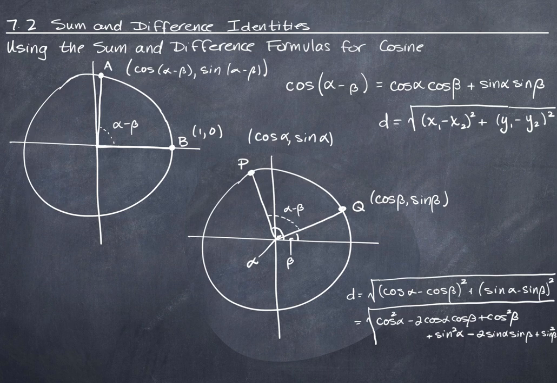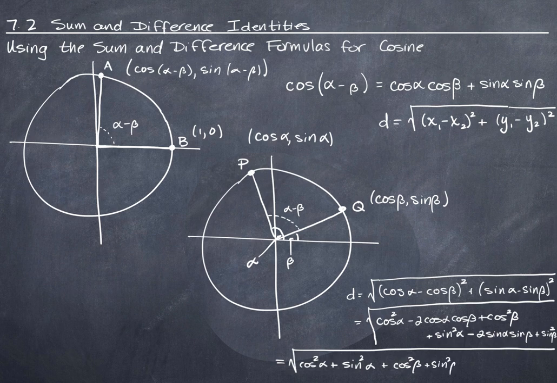But now I can reorder these. I'm going to start back here. This is equal to the square root of cosine squared alpha plus sine squared alpha. So I've just changed the order. I've taken this plus sine squared alpha and moved it to right after the cosine squared alpha. I'm going to do the same thing with this cosine squared beta and this sine squared beta. Let's put plus cosine squared beta plus sine squared beta next.